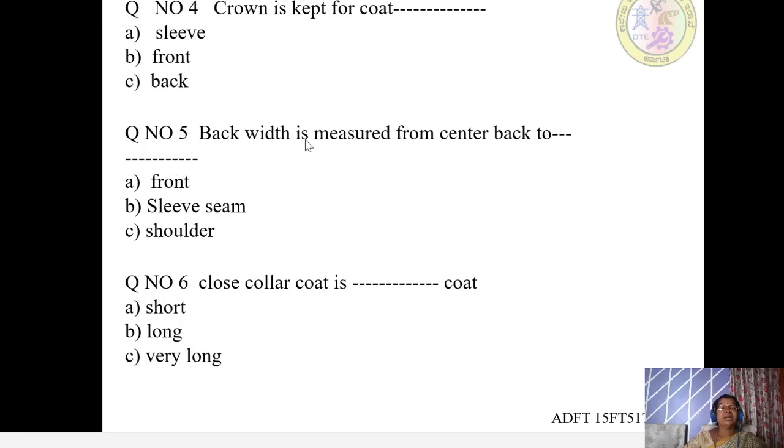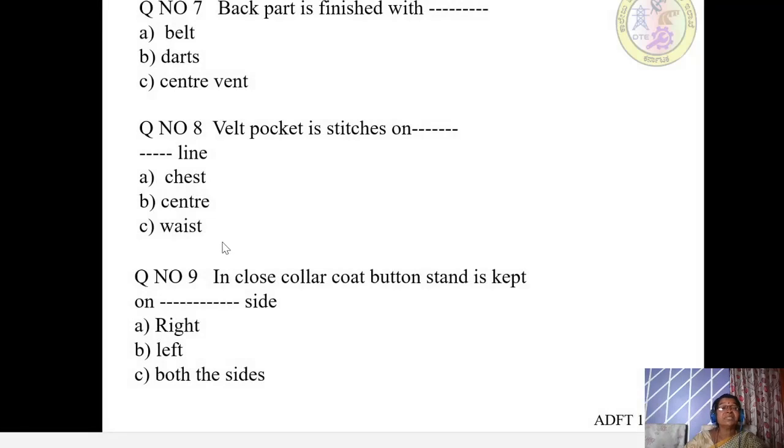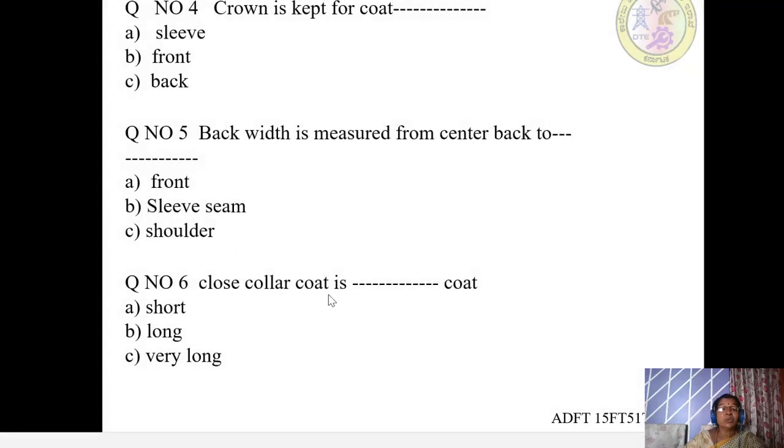Question number 5. Back width is measured from center back to dash. Three choices A, B, C. A is for front part, B is for sleeve seam, and C is for shoulder. Back width is measured from center back to sleeve seam. The right answer is B. Question number 6. Close collar coat is dash coat. A short coat, B long coat, C very long coat. The answer is A, short coat.